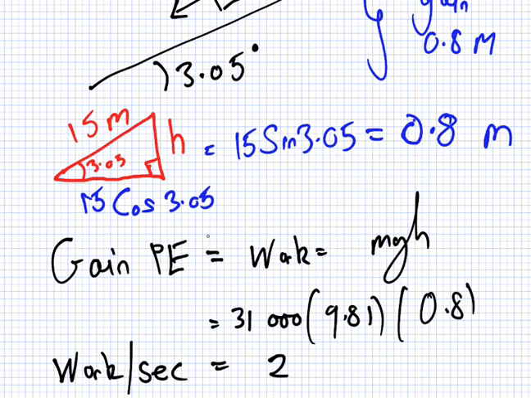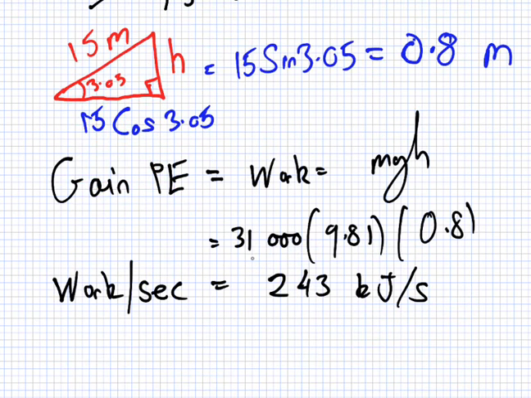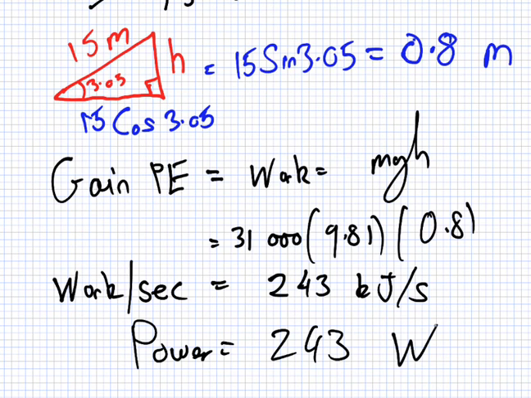242,713. No, give it to me in a nice kind of... Okay, 243 kilojoules per second. Yeah, 243 kilojoules per second, or in other words, the power of the engine is 243 kilowatts. Again with the thousands, kilowatts, yeah.